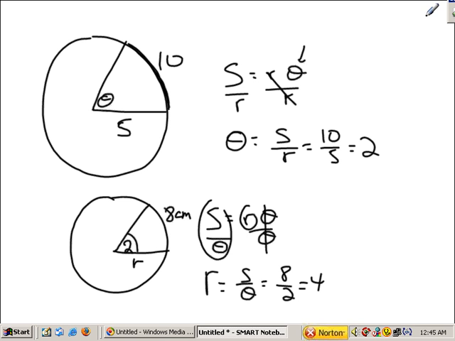If 8 was in centimeters, then so is R. R would be 4 centimeters. If 8 was in miles, then R would be 4 miles.